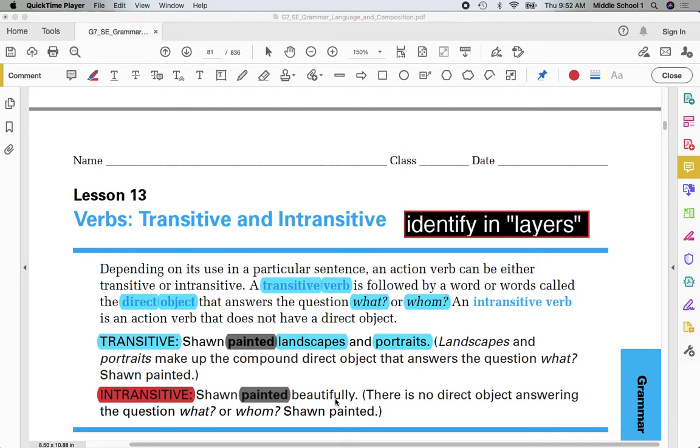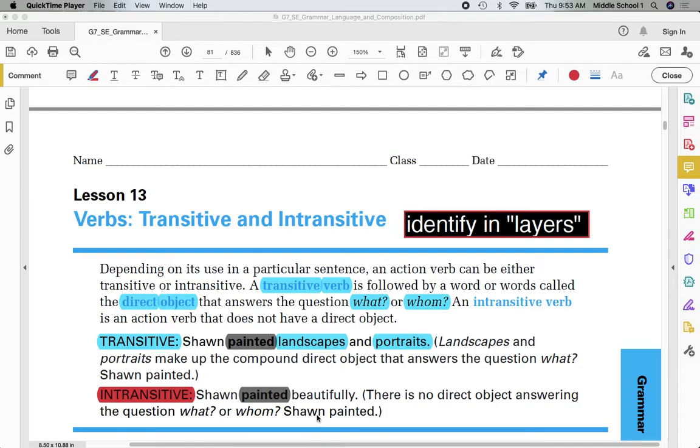Sean painted beautifully. Beautifully is not a noun. Again, some of you might recognize that this ends in ly, and that's an adverb. This is not a noun. Because there is not a noun that follows the verb, we call it intransitive. Sean painted. It doesn't say Sean painted the fence. It says how he painted. He painted beautifully. In order for a verb to be called transitive, it must contain a direct object.